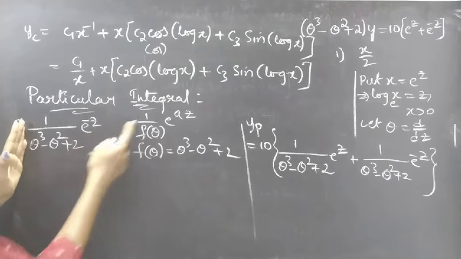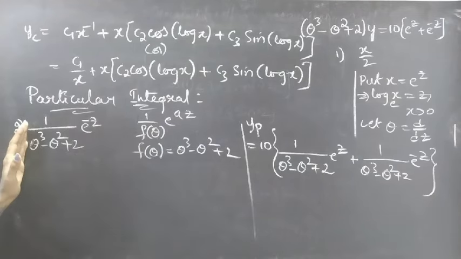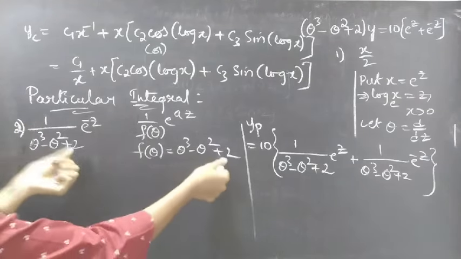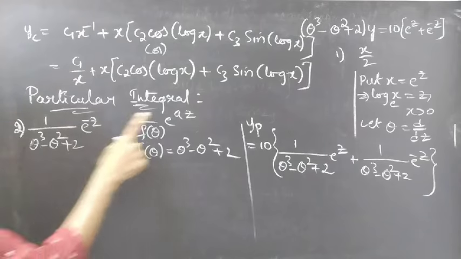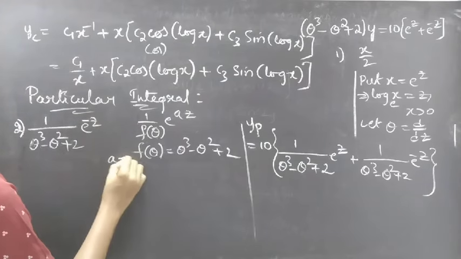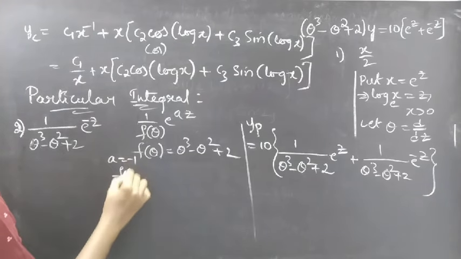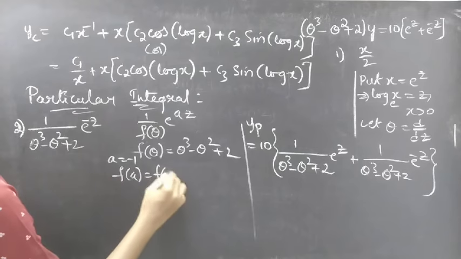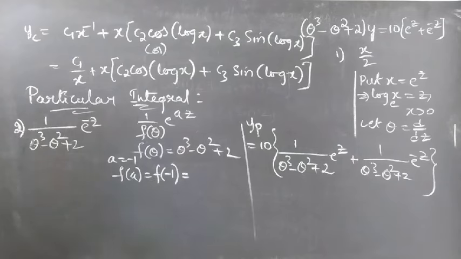This is also of 1 by f of theta into e power az, where f of theta is theta cube minus theta square plus 2. Now compare e power minus z with e power az. Then for a equals to minus 1, we'll find f of a, which is equals to f of minus 1. Just replace theta by minus 1.